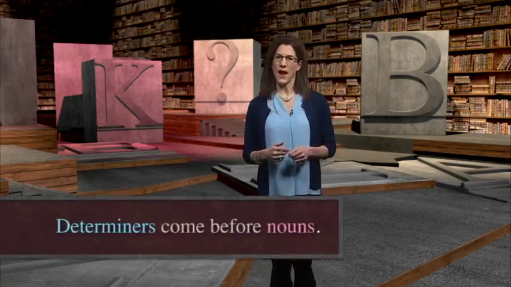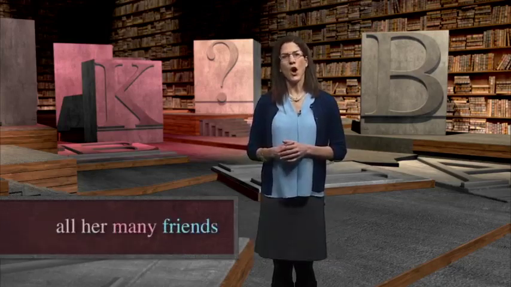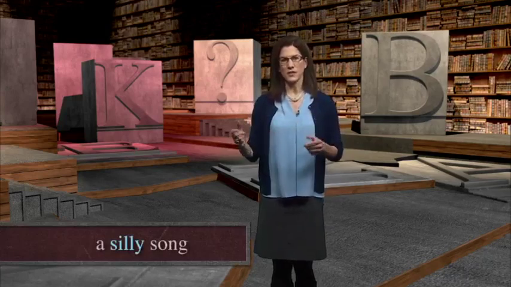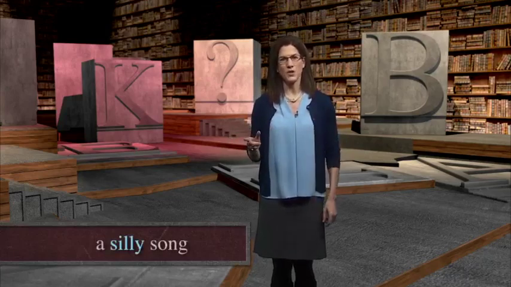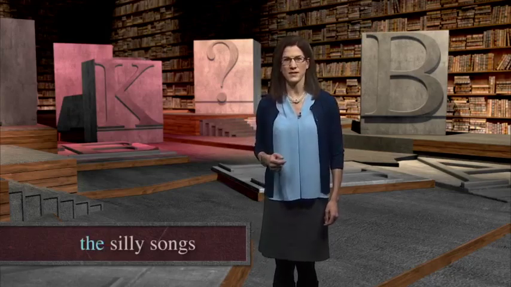What are other examples of descriptive rules of the language? Well, we've already covered some. Determiners come before nouns. And there is an order to those determiners, which we'll be talking about. You would say, all her many friends, not her all many friends. We know that adjectives will come between the determiner and the noun. So we would say something like, a silly song, where silly comes between a and song. Another descriptive rule, well, to make most nouns plural, add s. Silly songs. And once we've made it plural, we know that we can't use a. You can't say a silly songs, but you could say the silly songs.